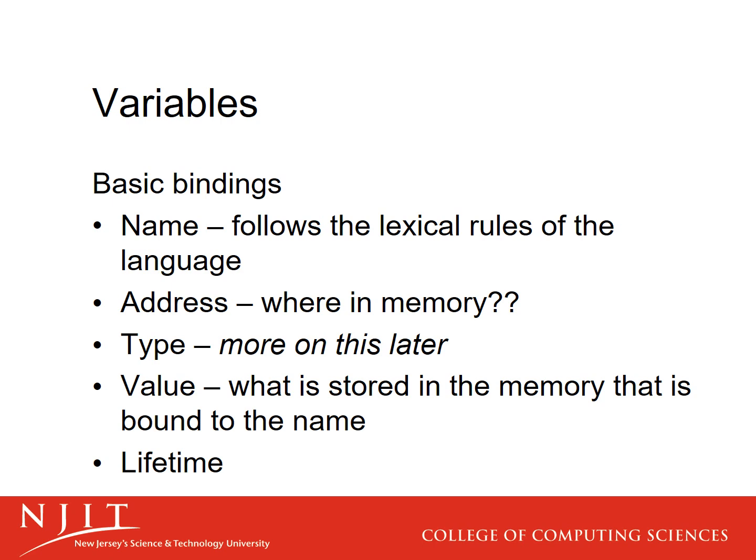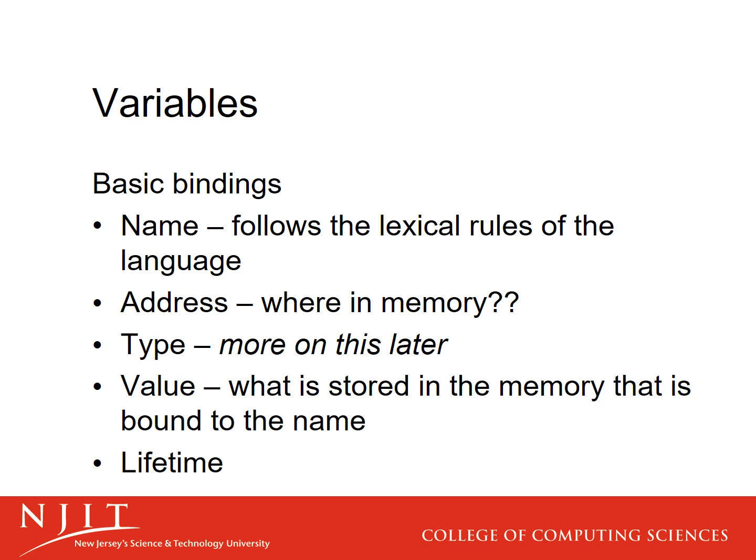And the other binding that can be associated with a variable is a value. What's stored in the memory that's bound to the name. So if I say int x equals 3, the name for that variable is x, the type for that variable is int, the address is, well, somewhere, we'll get to that in a moment, and the value that's bound to it is 3.